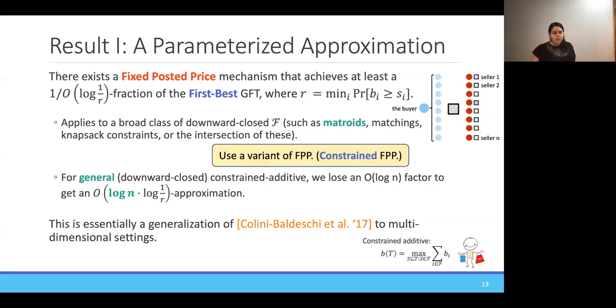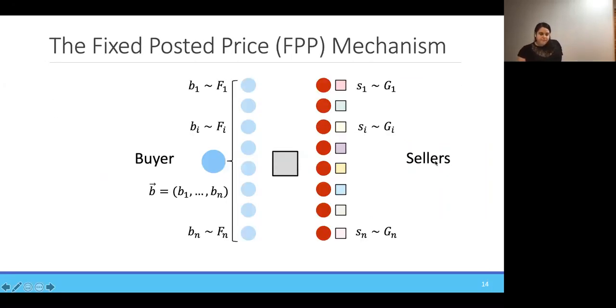And for more general constraints, we're going to have to use something a little less simple than a fixed posted price. It becomes a constrained fixed posted price mechanism. So what is the fixed posted price mechanism? We start with our multidimensional buyer who has a value for each item, and our sellers who each have a single item with a value for their item. We post prices for the buyer on each item. If he wants an item, he has to pay his price for the item. For each seller, we also post a price for their item.